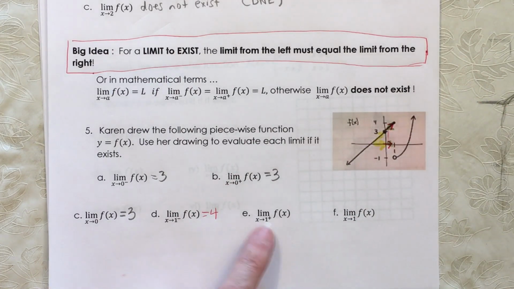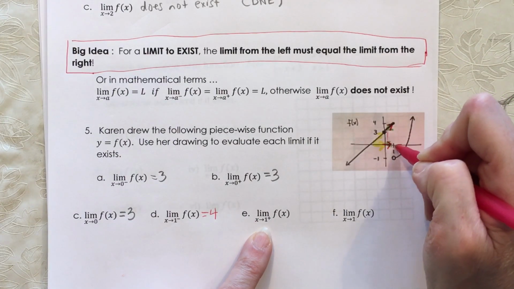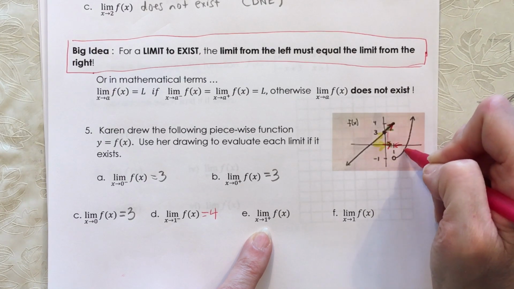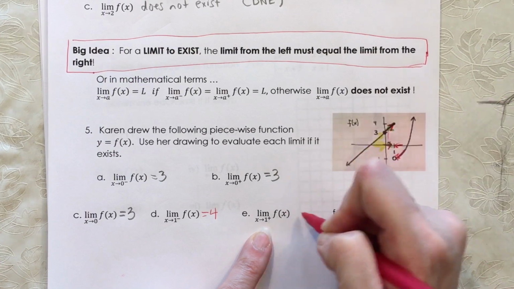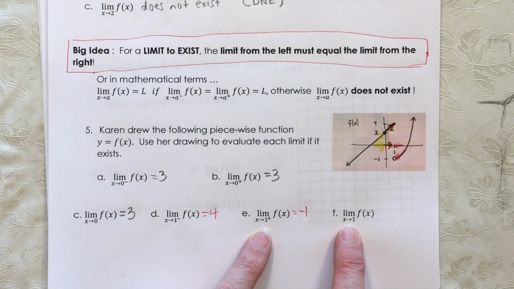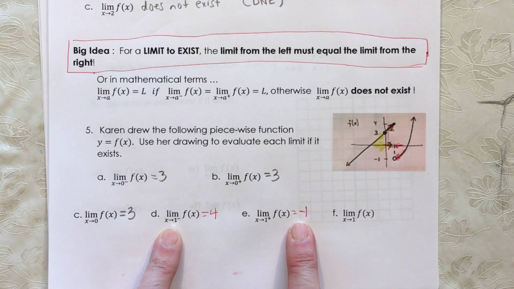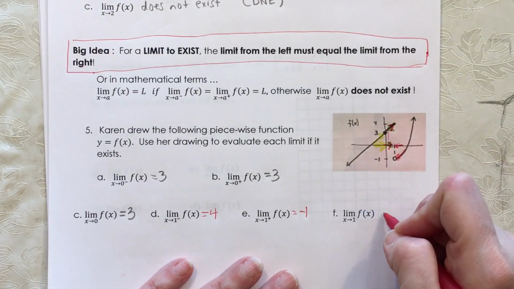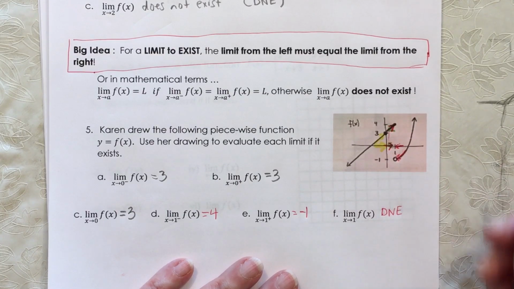How about when I'm approaching 1 from the right? So here's 1, x, approaching 1 from the right. Now I'm on this piece of the curve, and it's approaching this hole, which has a value of -1. So then it says, what's the limit as x approaches 1 of this function? Well, the limit from the left and the limit from the right are different. So this limit does not exist. DNE, does not exist.